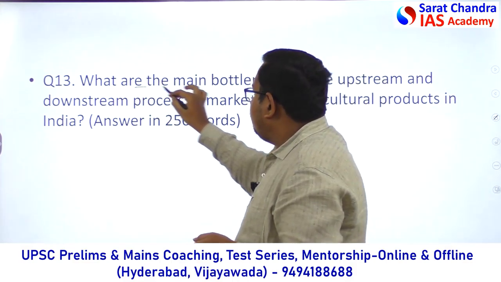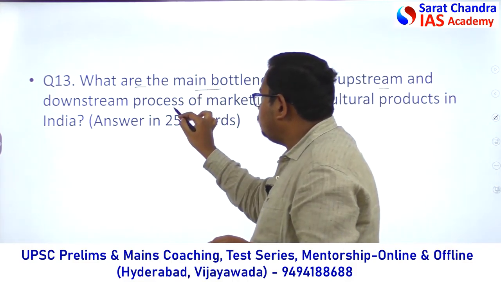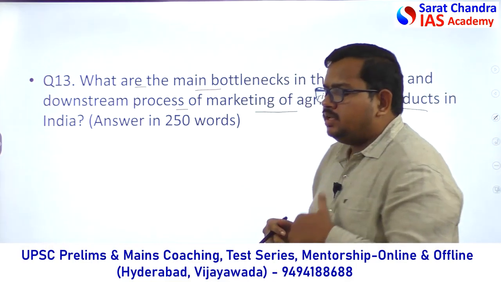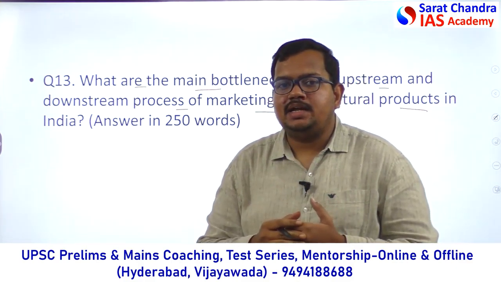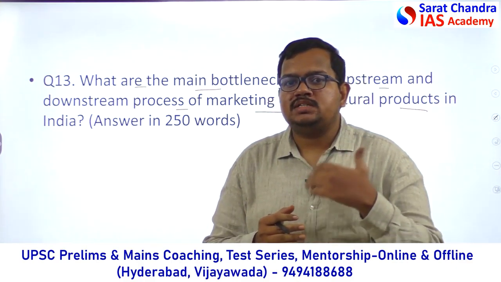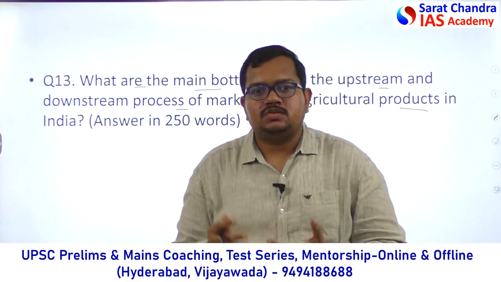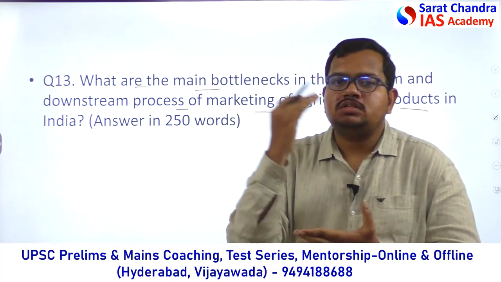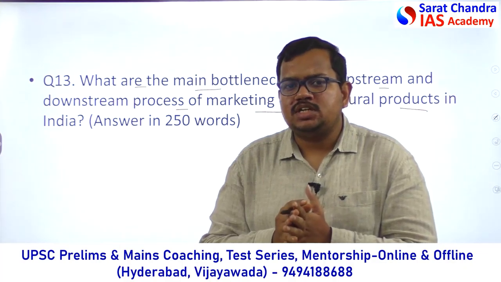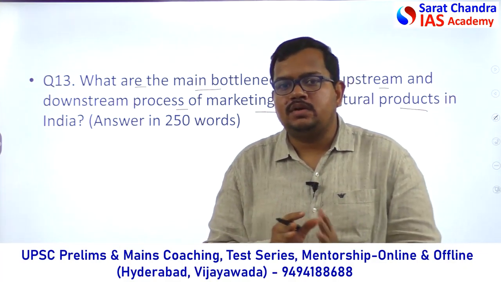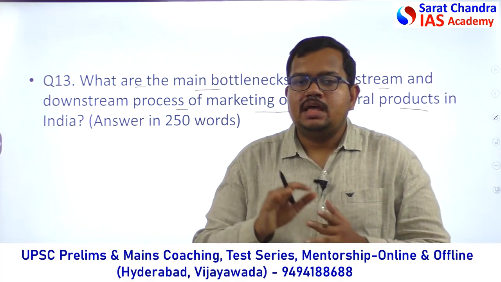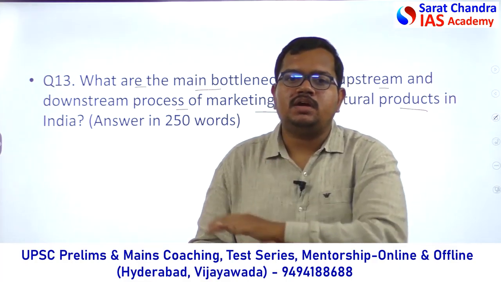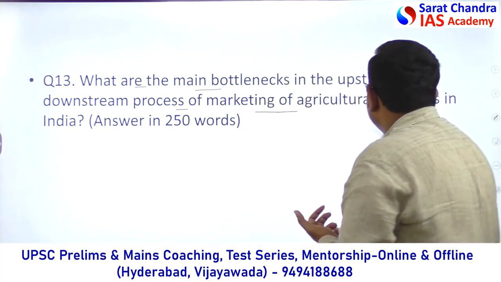So, what are the main bottlenecks in the upstream and downstream process of marketing of agriculture products in India? Here we need to understand what is agriculture marketing, what is the upstream process, what is the downstream process, what are the problems associated with it, and how we can overcome these problems. Because this is a 15 mark question, we also have to give the solutions. If it is a 10 mark question, we can directly write the problems and conclude. In the conclusion only we can write the way forward. But because this is a 15 mark question, we have to also provide the solutions, then conclude.